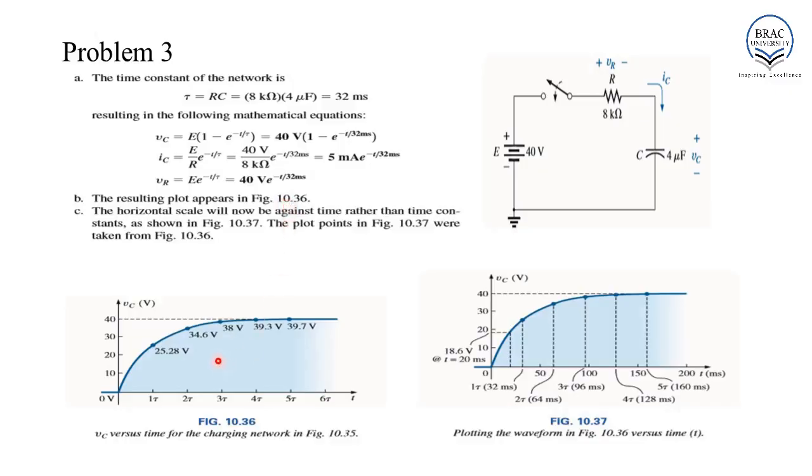Now, if we plot the graph of VC against time, this is how the graph will look. We know that when t is equal to 0, the voltage across the capacitor will be 0 volts. And when t is equal to 5 tau, the voltage across the capacitor will be almost equal to the supply voltage. When t is equal to 1 tau, the voltage across the capacitor will be 63.2% of the supply voltage. By using these values, we can sketch the generalized shape of the graph of VC versus time.